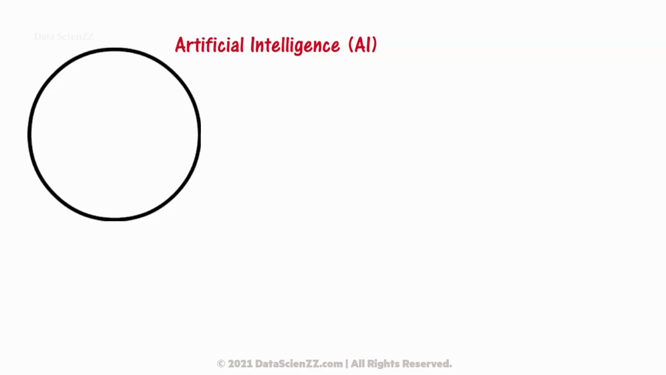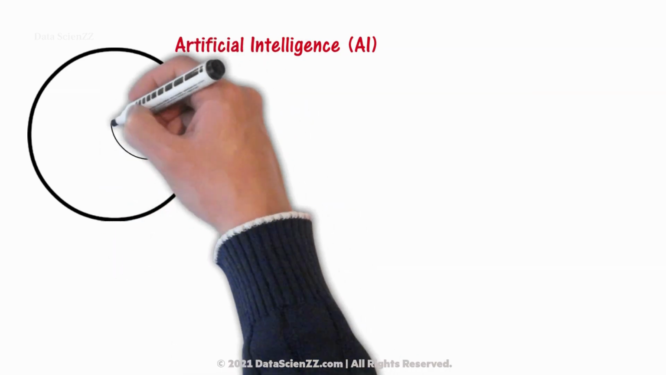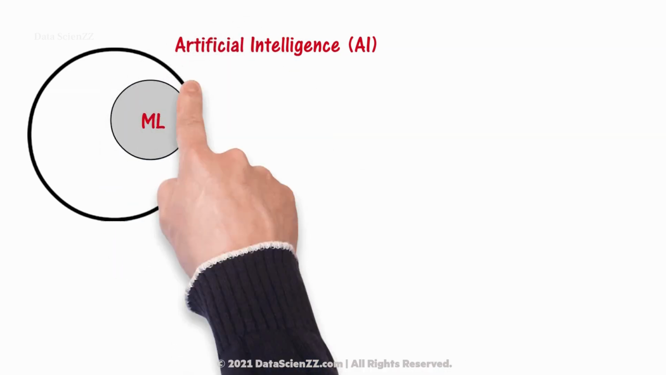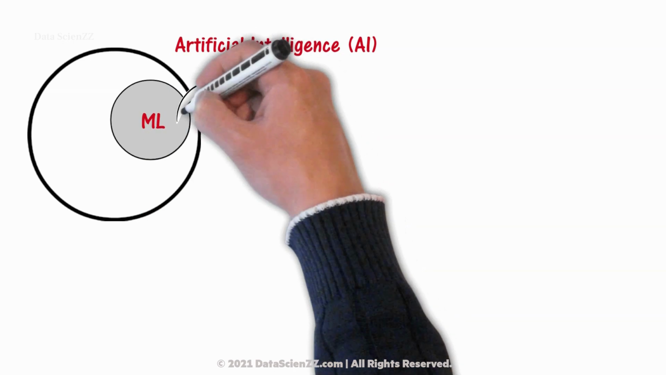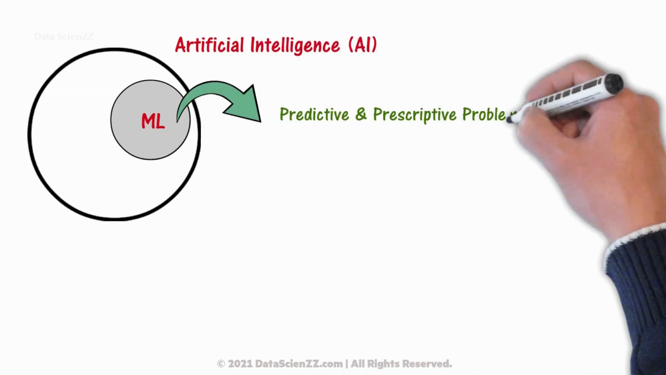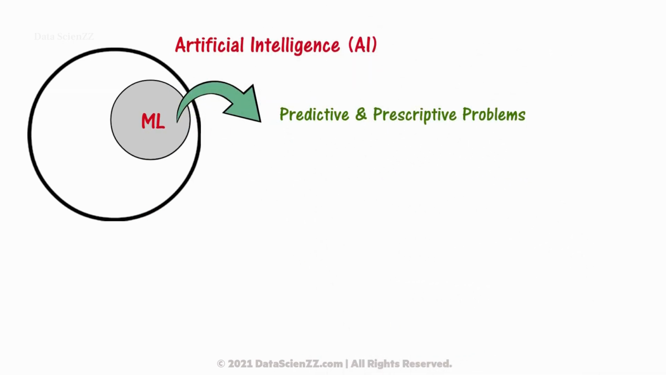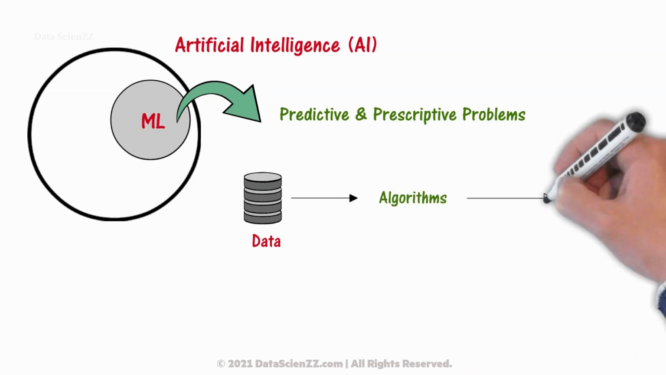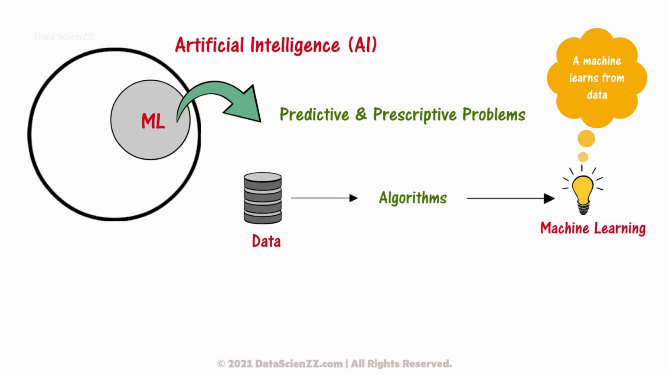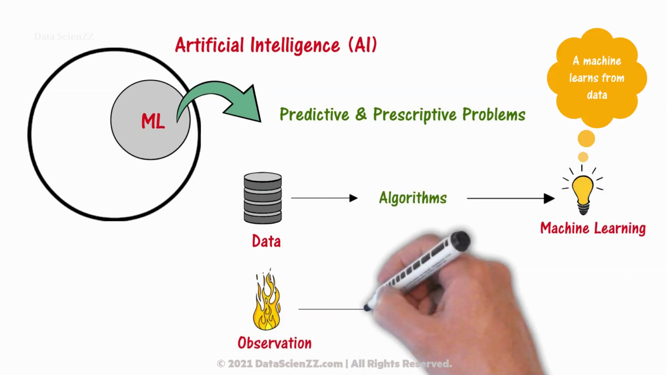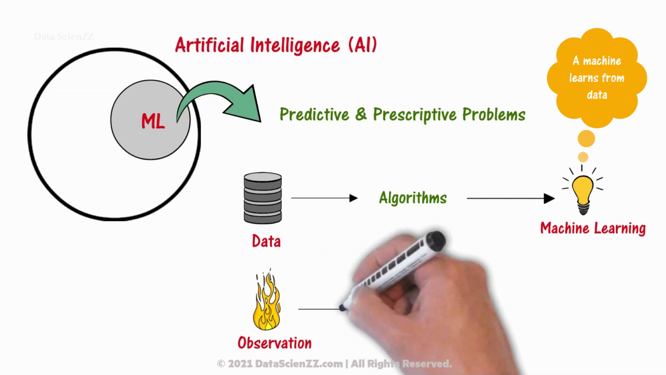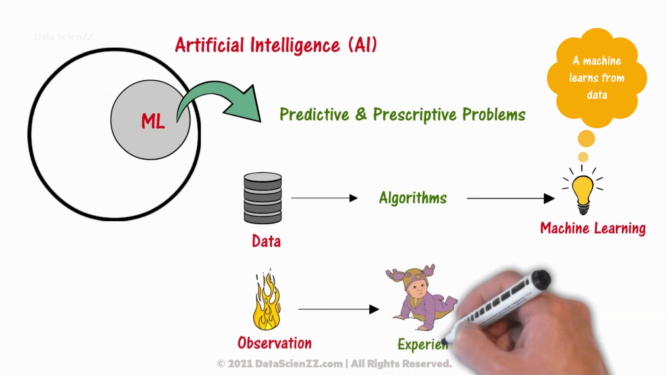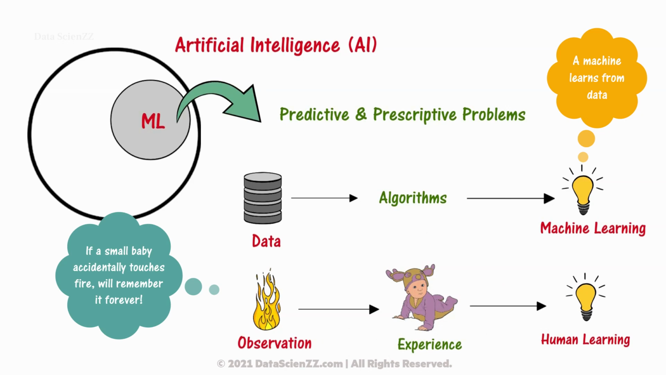Another important element of AI is machine learning, or ML. Machine learning is primarily used to solve predictive and prescriptive problems. ML is all about learning from data. It is similar to how human beings learn. Human beings learn through experience. And a machine in ML learns from data.